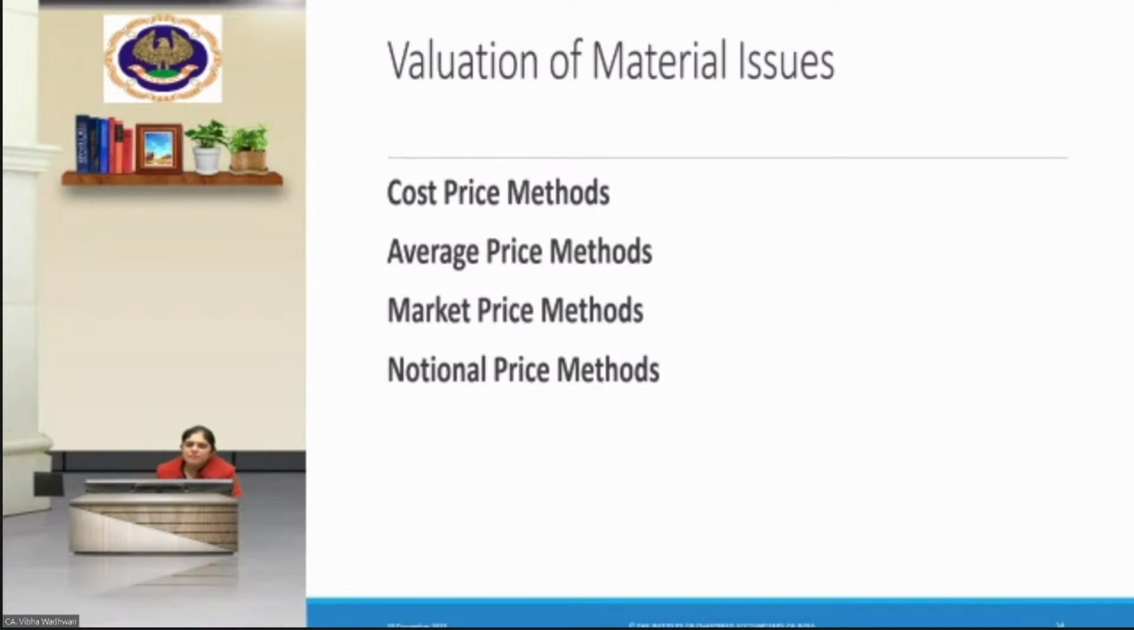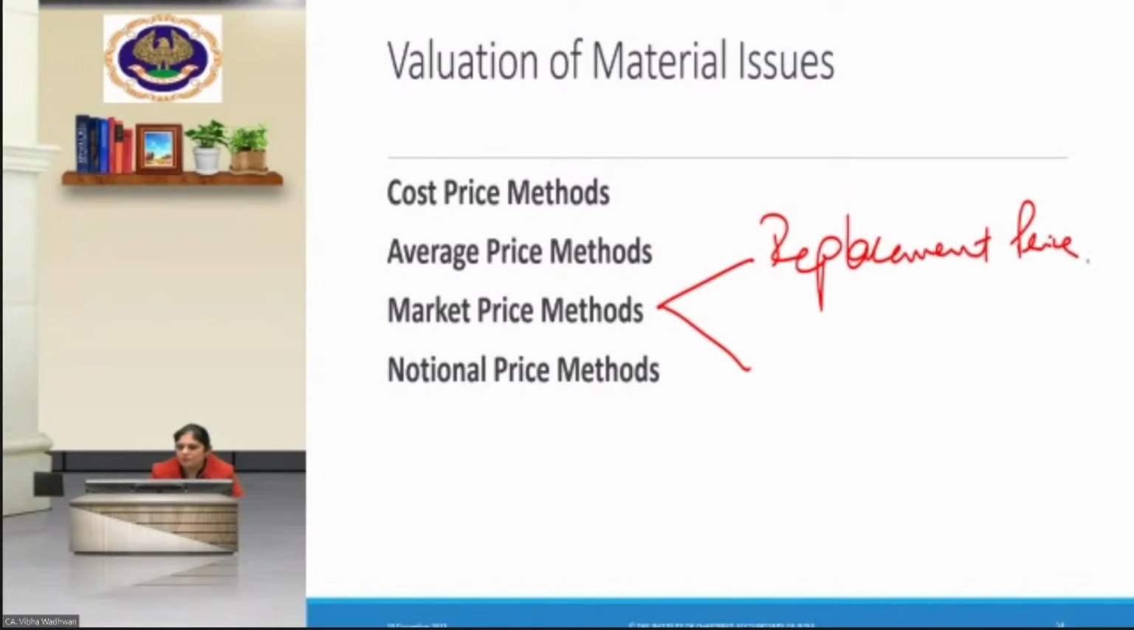So we'll be doing in detail the cost price and the average price methods. Market price methods basically are the two methods here. I can explain here only. So one is the replacement price. And then is the realizable value. So market price methods mainly are the two.